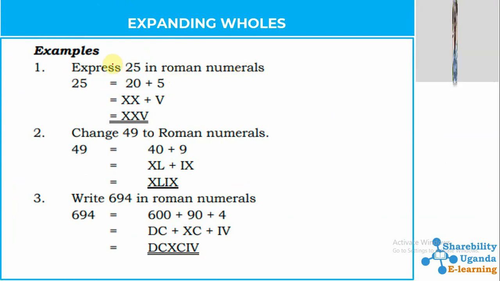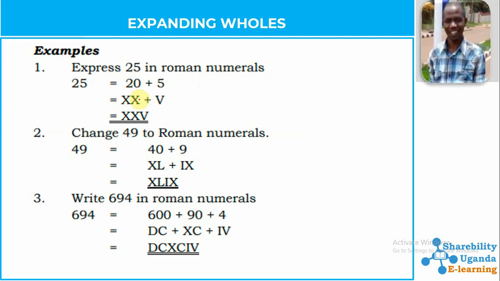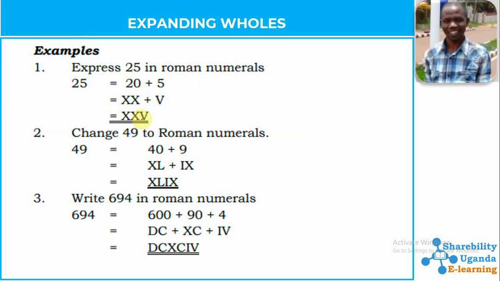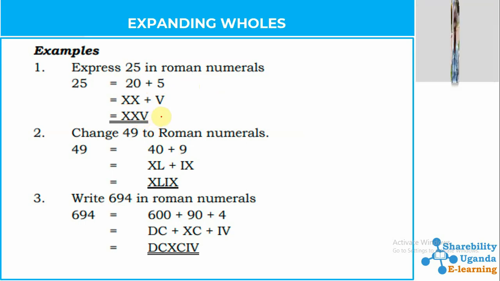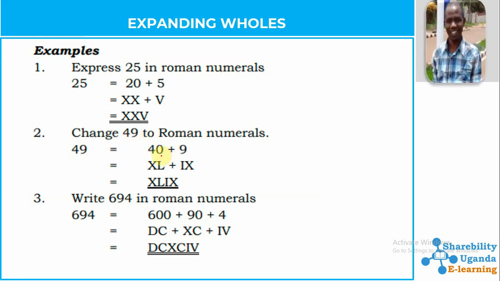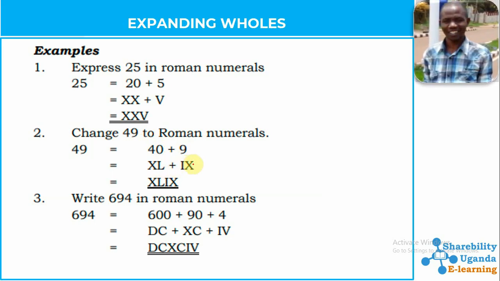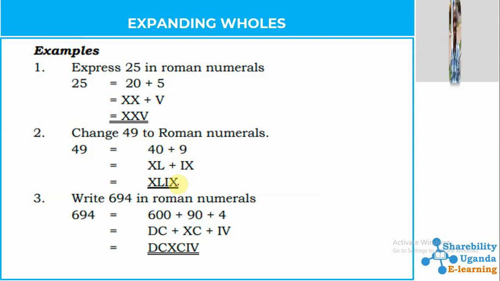So here we have 25 in Roman numerals. Remember, we know that our 20 is XX. Then our 5 is V. That simply means we shall write XX, which is 20, and V, which is 5, will be our 25. The same thing also here for 49. We know our 40. We just split this. We say 40, plus 9. Our 40 is XL. Then 9 is IX. Then we say XLIX is our 49.